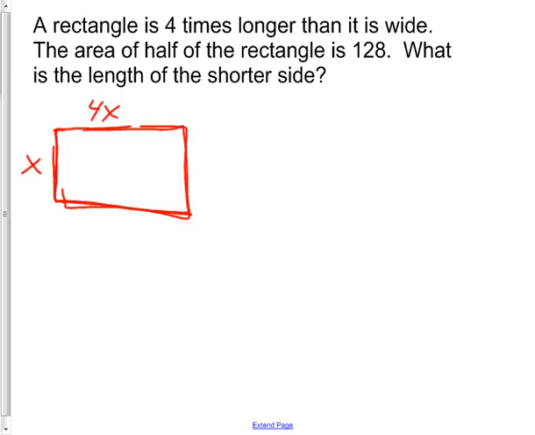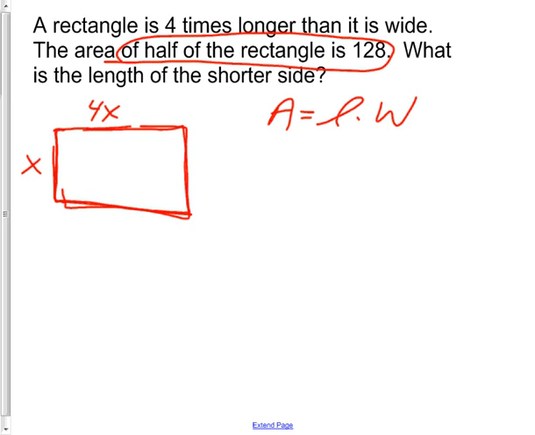Okay, and now a formula I know about rectangles. Do you know this one? Area is length times width. Always start with the general form of the formula, and then from there we can stick in what we know. But here's the problem. Area of half of the rectangle is 128. I can't put 128 right here, can I?